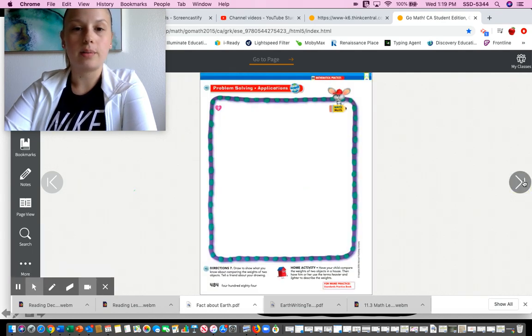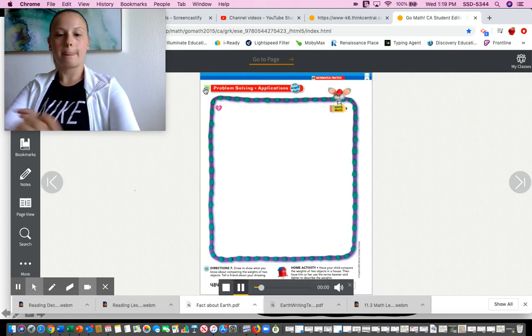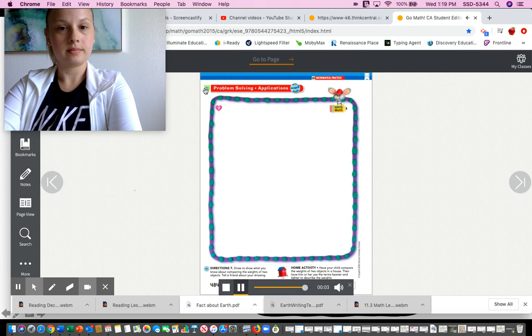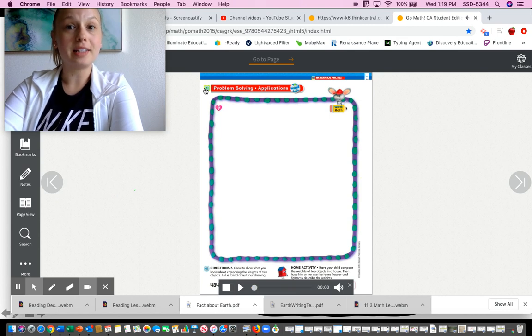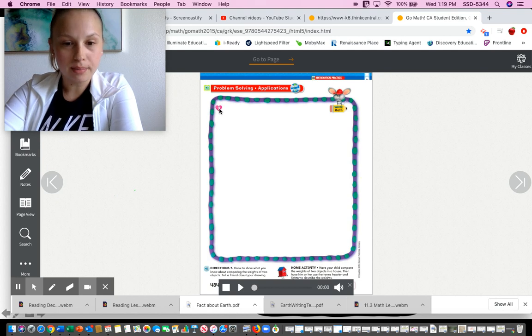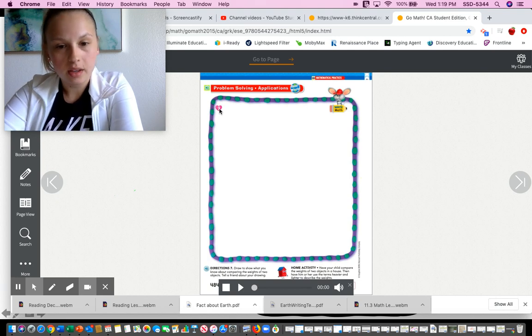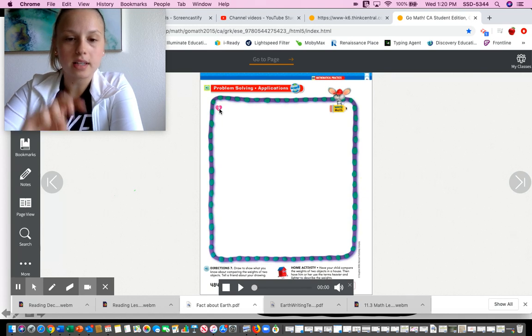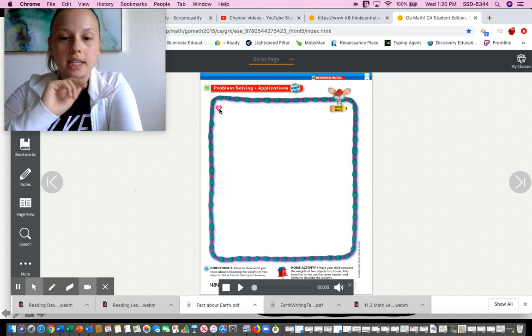Take your Post-it or your bookmark with you. And on this page we are problem solving, applications. So we're going to problem solve things that can happen in real life. So find pink heart number 7, put your finger on it. Draw to show what you know about comparing weights of 2 objects. Tell a friend about your drawing.